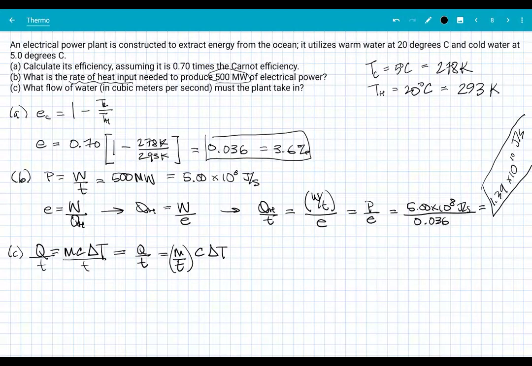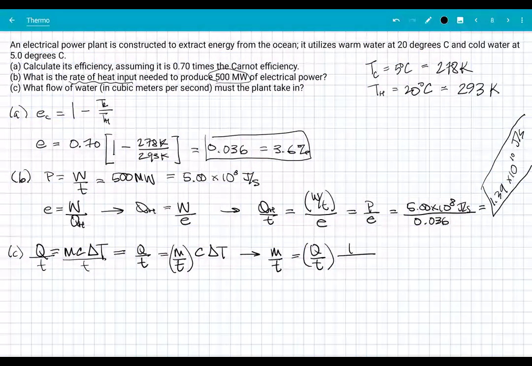As you've probably noticed with these heat engine and refrigerator problems, the math isn't all that hard. The equations are small and well defined, but the concept is huge for these problems. So we need to keep that in mind. All right, so I'm going to solve this. Actually, volume per time is what they're asking for, but I know the density of water. So if I find the mass per time, I know I can find the volume per time. That part would be trivial then. So solving this for mass per time is equal to that Q over T times 1 over C delta T.